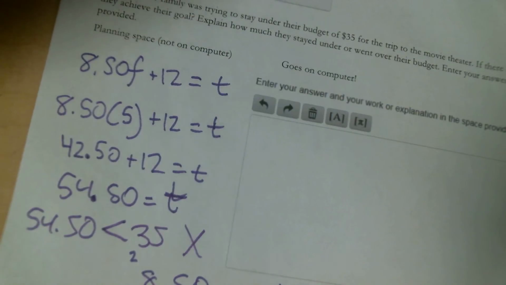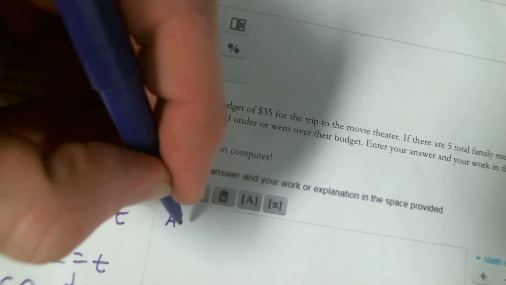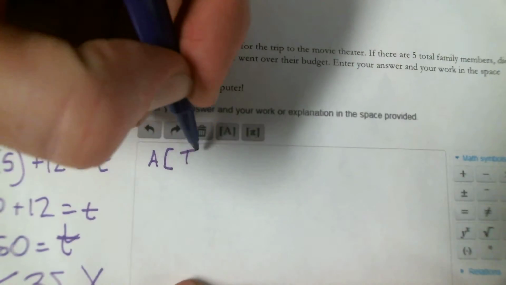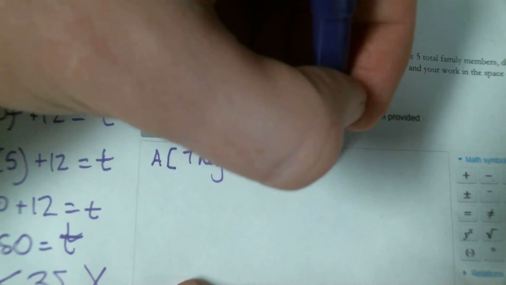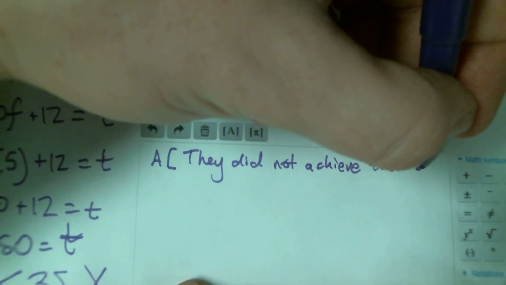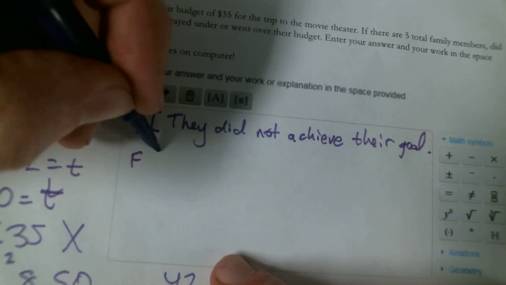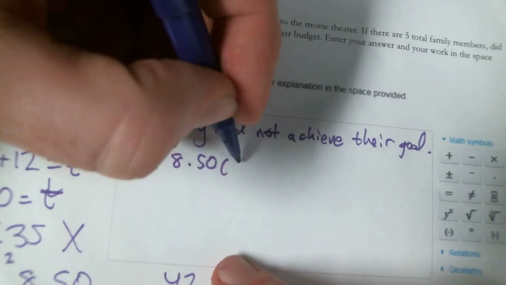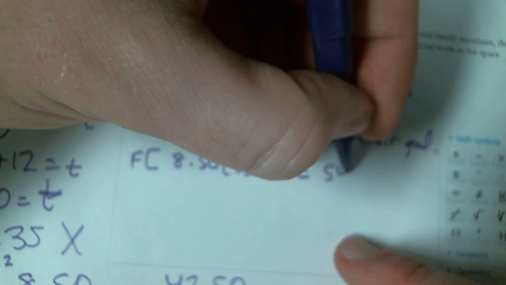So it looks like we need to explain, did they achieve their goal? So first we should write our assertion, right? And our assertion here is, well, did they achieve their goal or did they not? We would say they did not achieve their goal. And so I might show just a little bit of work to do that. Not a lot. I might show something like this. 8.50 times 5 plus 12 equals 54.50.